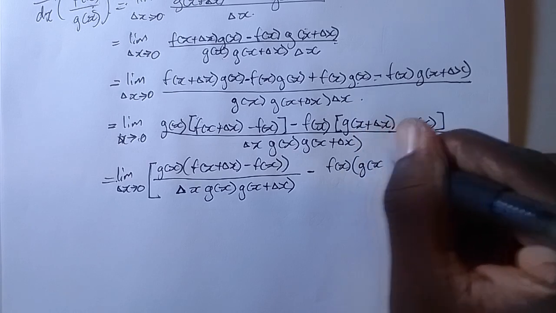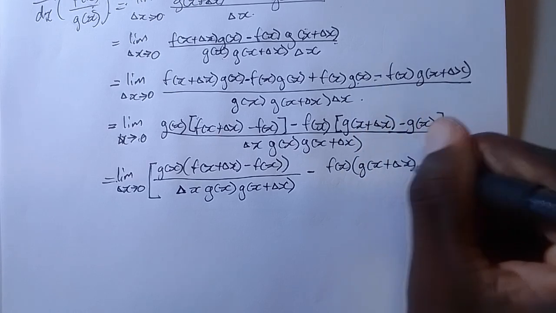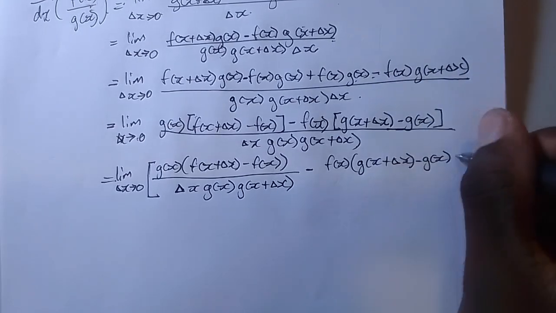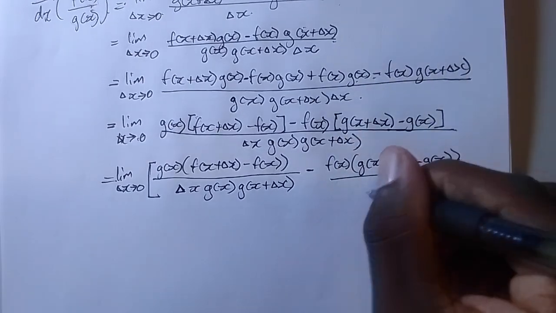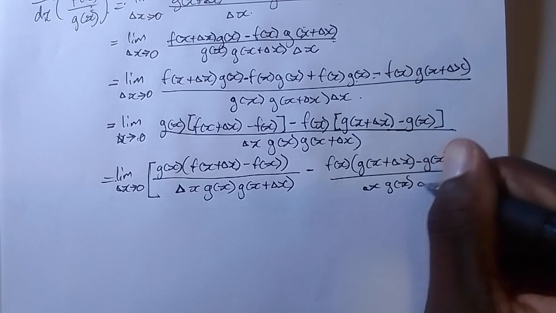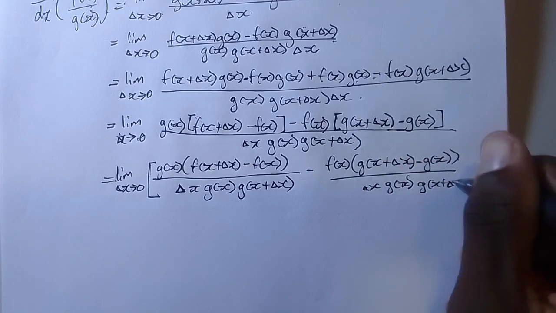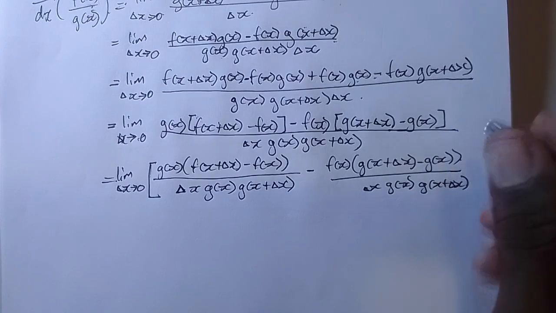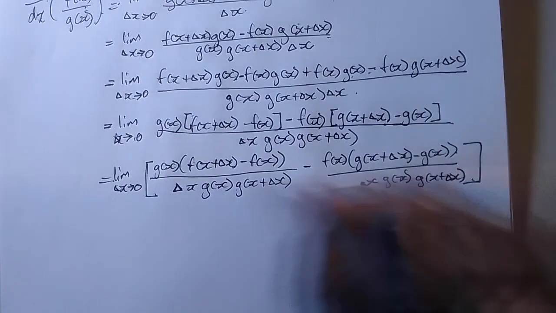F at x, g of x plus delta x minus g of x, all divided by delta x, g of x plus delta x. Okay, we are getting somewhere.